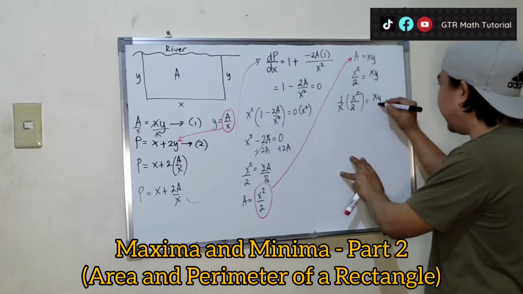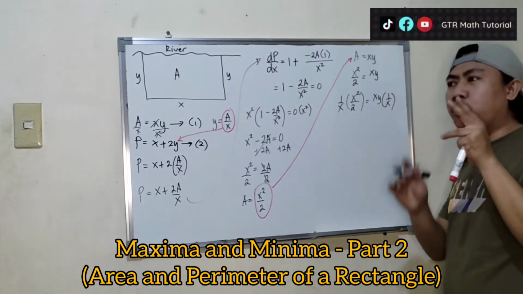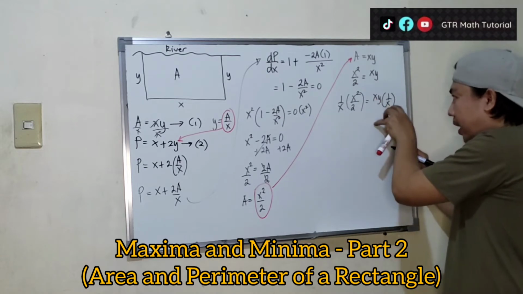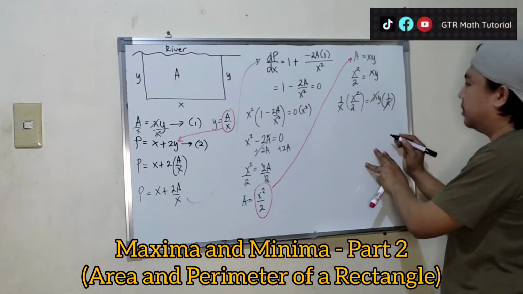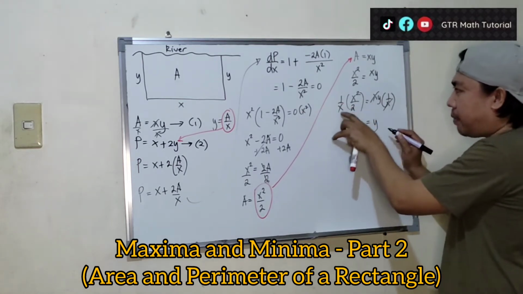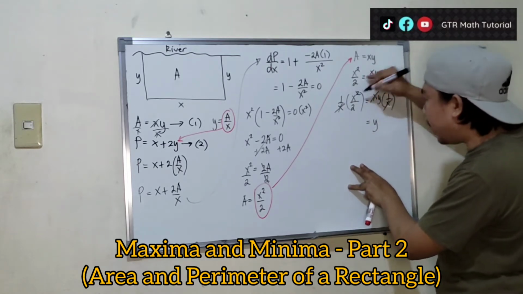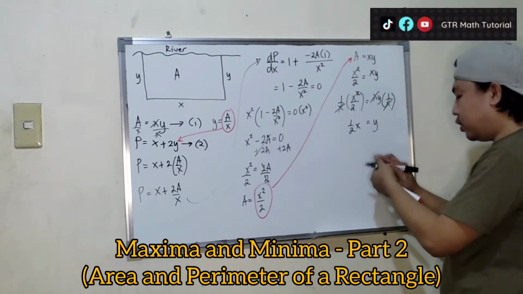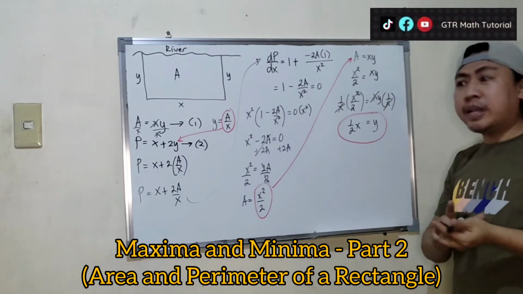Equals xy. Okay, so multiply also by 1 over x. Dividing by x or multiplying by 1 over x, that's the same. So, we have xy times 1 over x, so we can cancel out x. So, the remaining term is y. Then for this, we have x squared divided by x, so we can cancel out x and then cancel out 1 x in the numerator. So, therefore, we have 1 half x. So this is the shape of the rectangle.